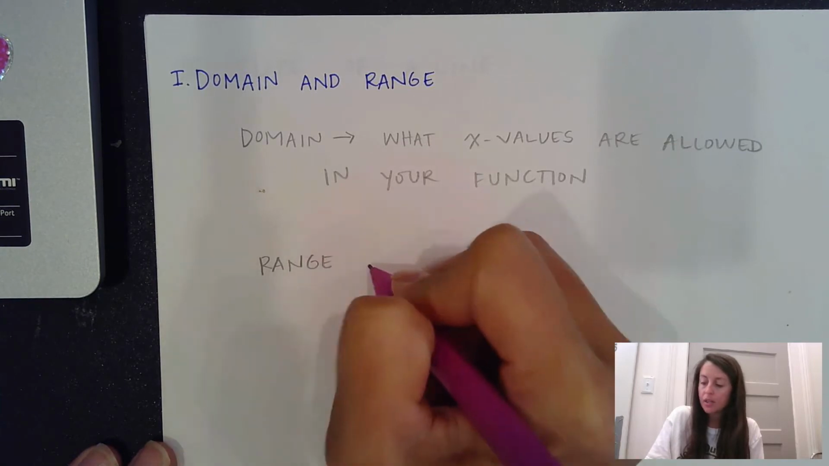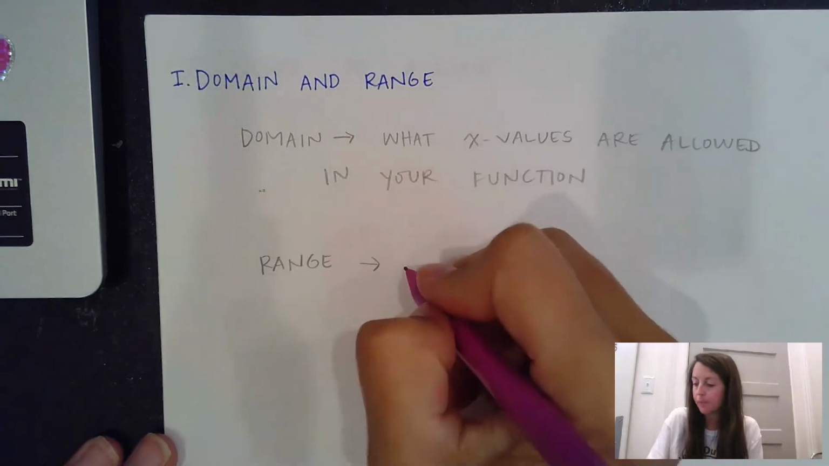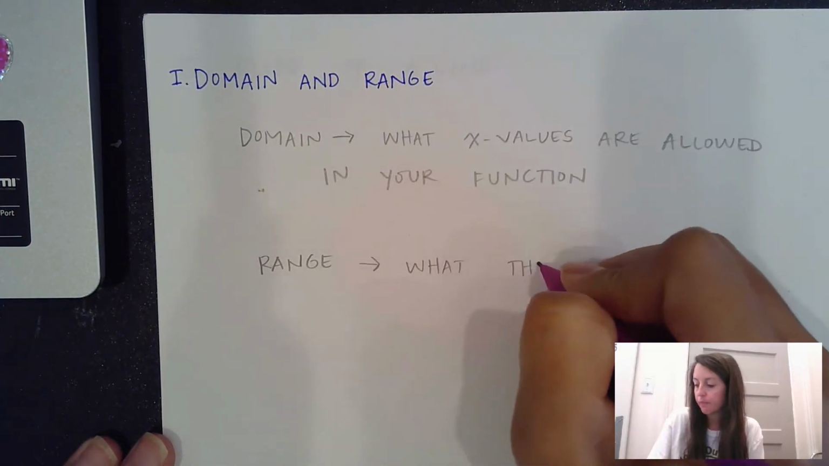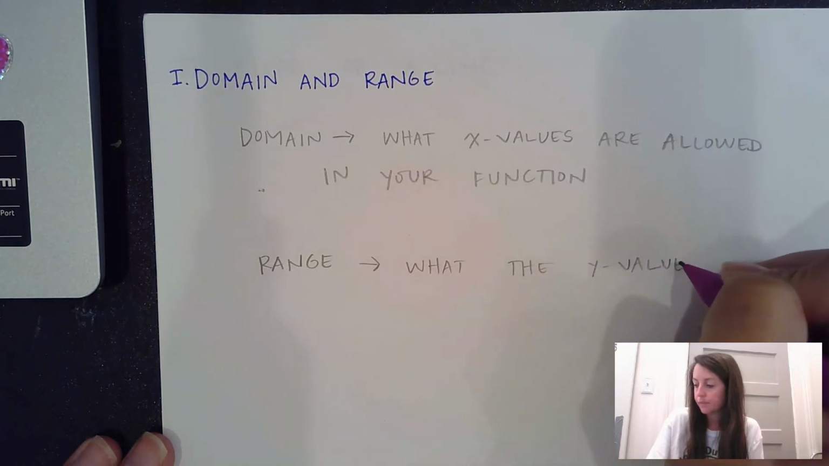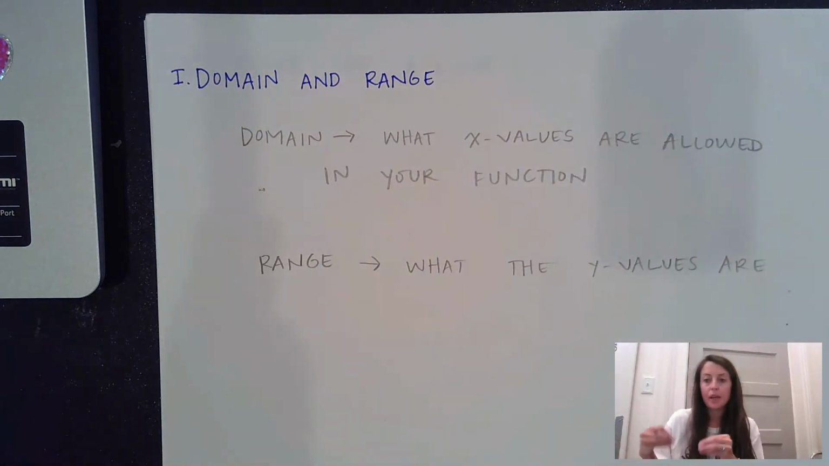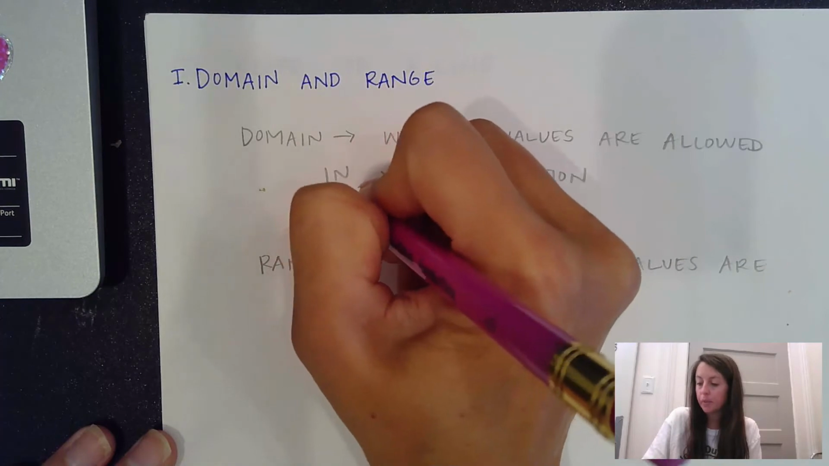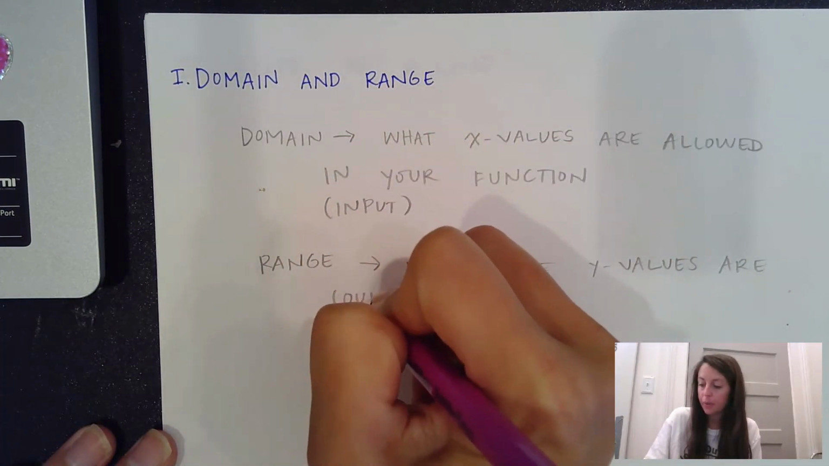So the range is the y values. So then what your y values are going to be. After you plug in your domain, what is your output? So your domain is your input and your range is your output.